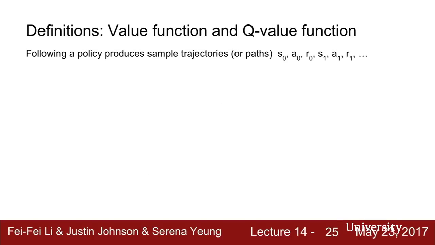Okay, so before we talk about exactly how we're going to find this policy, let's first talk about a few definitions that are going to be helpful for us in doing so. Specifically, the value function and the q-value function. So as we follow the policy, we're going to sample trajectories or paths, right? For every episode, we're going to have our initial state S0, A0, R0, S1, A1, R1, and so on. We're going to have this trajectory of states, actions, and rewards that we get.